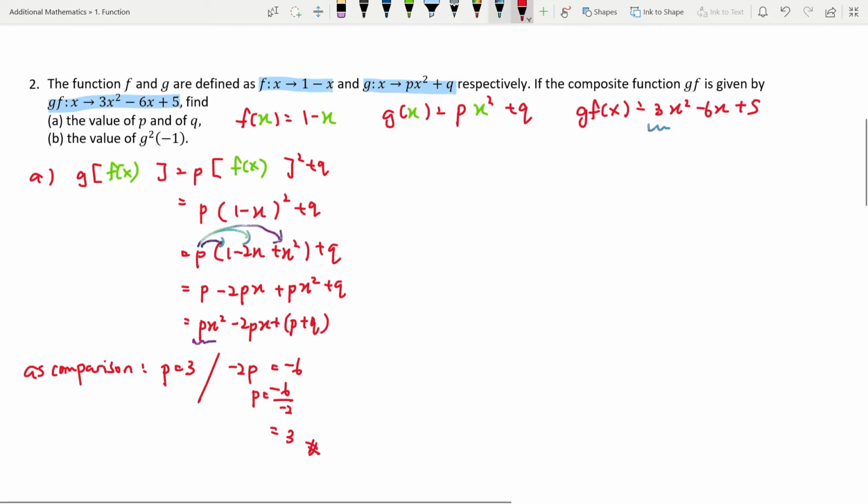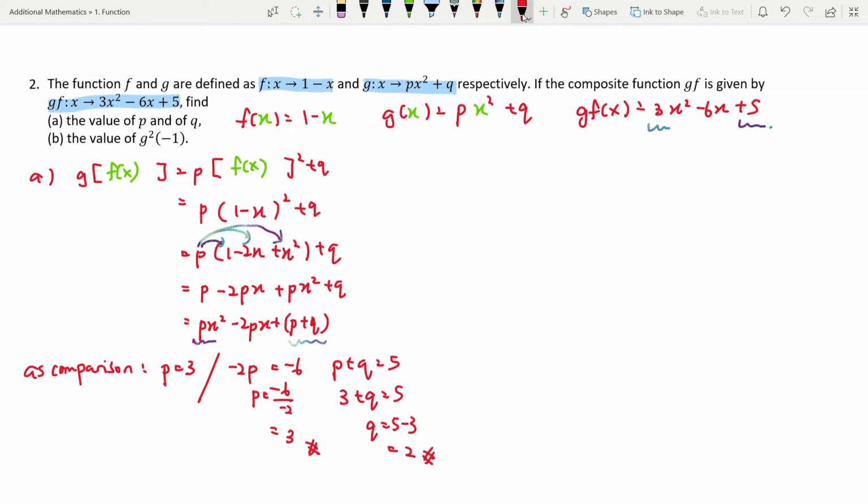And then the constant, p plus q is equal to 5. We already obtained the value of p earlier, so it's 3 plus q equal to 5. Q will be 5 minus 3, which is 2. Now, our g(x) is equal to 3x squared plus 2.